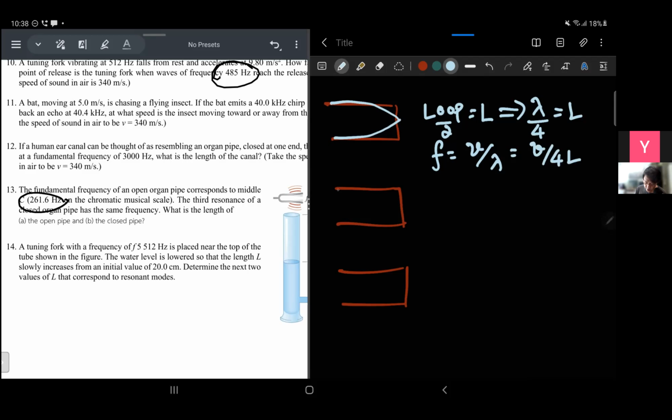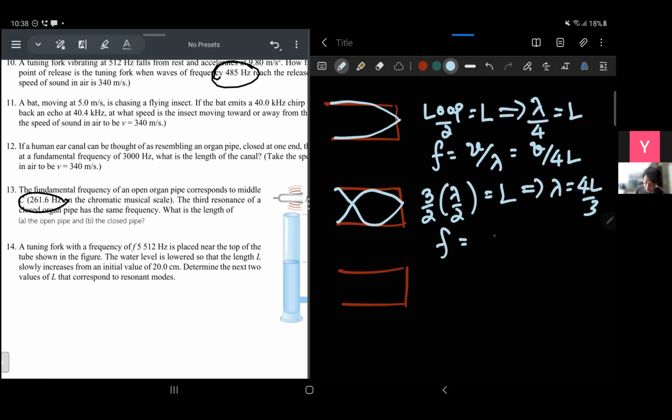Now you do one more twist. There you go. So this one you can see is 1.5 loops. Each loop is lambda over 2, and that is the length of the tube. So from here, your lambda is 4L over 3. And then your frequency is going to be 3v over 4L, as I flip number 3 up to the top.